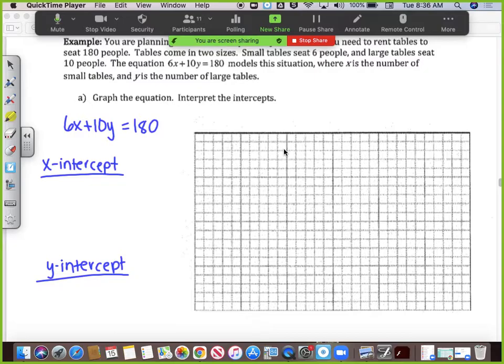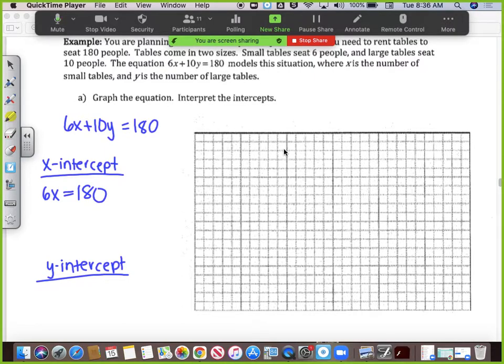So when you are on the x-axis, you don't move up or down anything. So when you're on the x-axis, the y becomes 0. So when we are trying to find the x-intercept for this problem, what we will do is take the equation and turn y to be 0. So when we're finding the x-intercept, you can almost just cover whatever the y says and just write what's left, which is 6x equals 180.